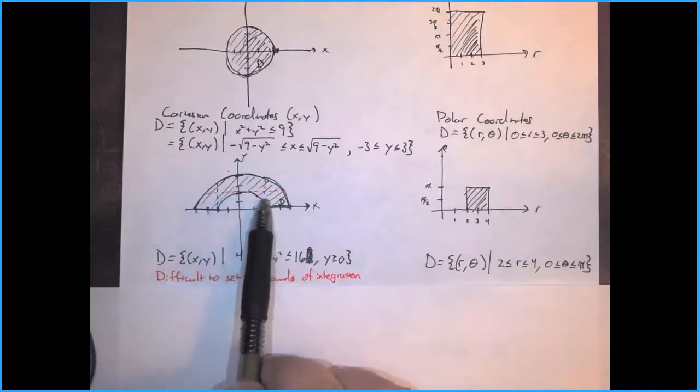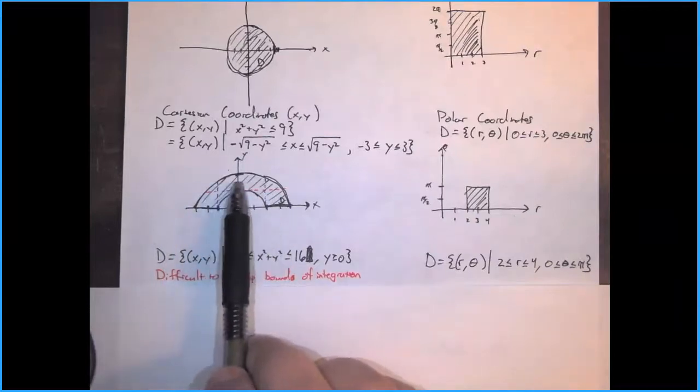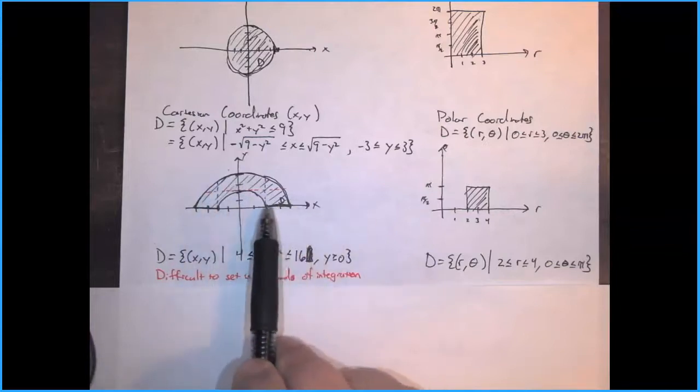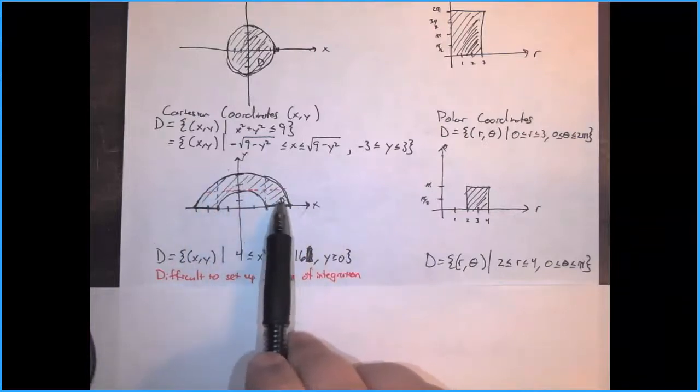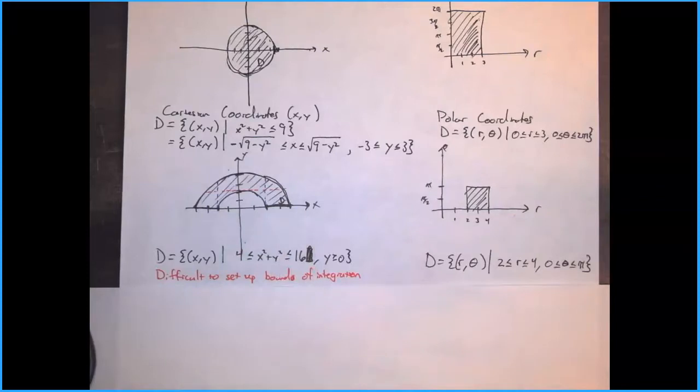I have a different lower bound here, this half circle, and so I'd need another integral for this region, and I have another lower bound here, so I need an integral for this region. If I want to integrate with respect to y first, I have to set up 3 integrals.